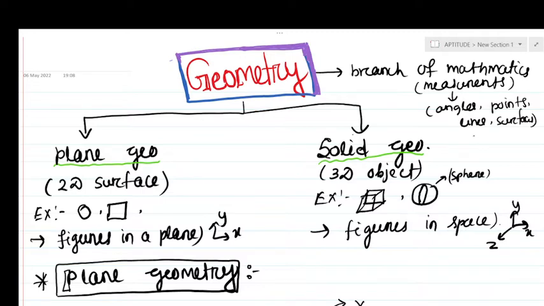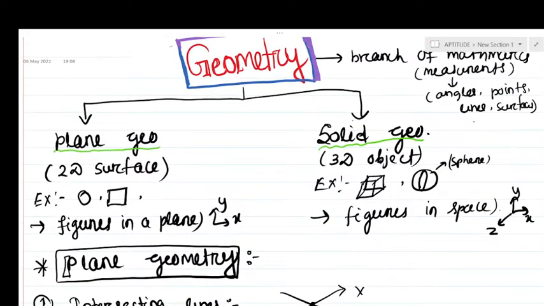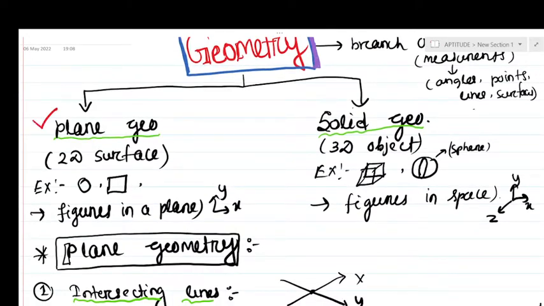What is geometry? Geometry is the branch of mathematics that deals with the measurements and properties of angles, points, lines, and surfaces, and all about plane geometry and solid geometry. Geometry is of two types: one is plane geometry and another is solid geometry. In plane geometry, we deal with 2D objects, for example a circle, a square, and a rectangle, which are defined only along the x and y axis.